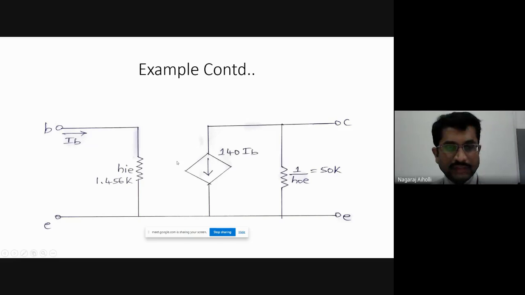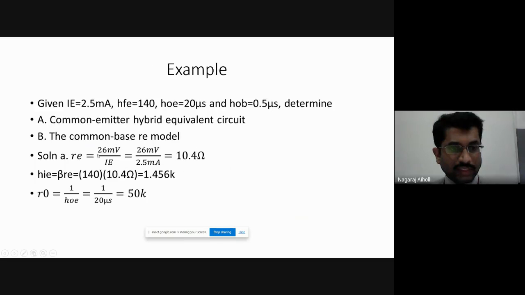Keeping this circuit in mind, we have to find hie, the controlled current source, and 1 upon hoe. So you are supposed to find these three values. Let us find them. If we want to find hie, hie is nothing but beta re. hie is in the hybrid model; in the re model, it is beta re. We know the relationship between hybrid parameters and re parameters. So to find hie, we should know beta and re.